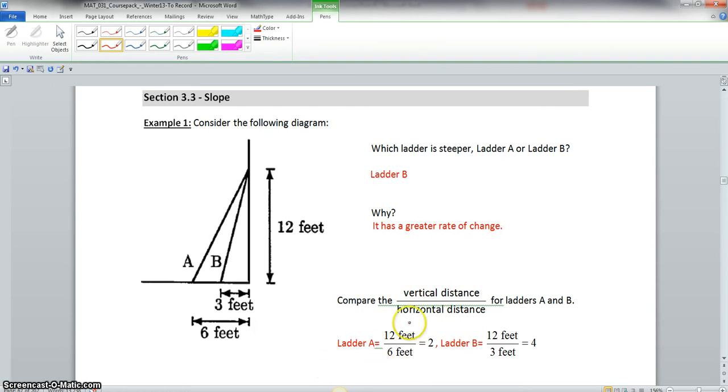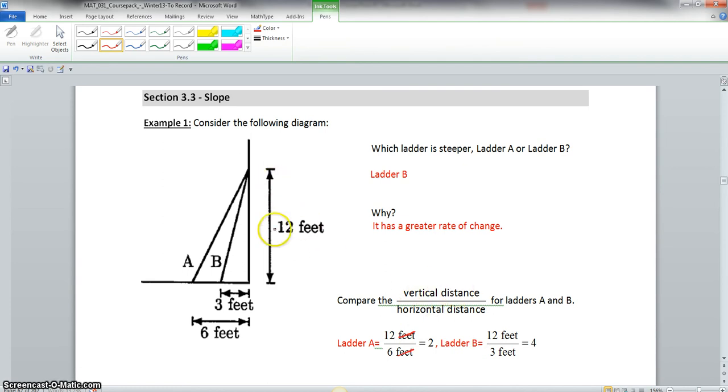We have ladder A. It's the vertical distance. We know vertical means up and down, which would be 12 feet, divided by the horizontal distance. Now we're doing ladder A, so ladder A covers all of this here. So that's 6 feet. So we have 12 feet over 6 feet, which will give us 2, because these feet will simplify out. Now we go to ladder B.